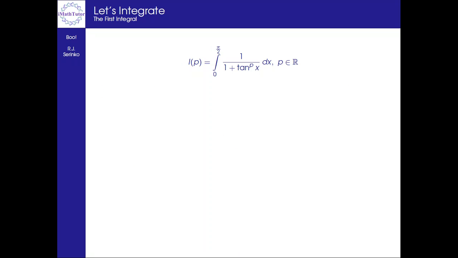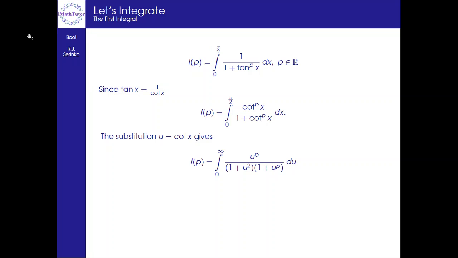So let's use a trig identity to try to change the form of this integral. Let's use the fact that tan x equals 1 over cotan x. If we make this substitution into the integral, a little bit of manipulation changes the integrand to cotan to the p x divided by 1 plus cotan to the p x. Doesn't seem to have helped us any, but again, let's try a u substitution.